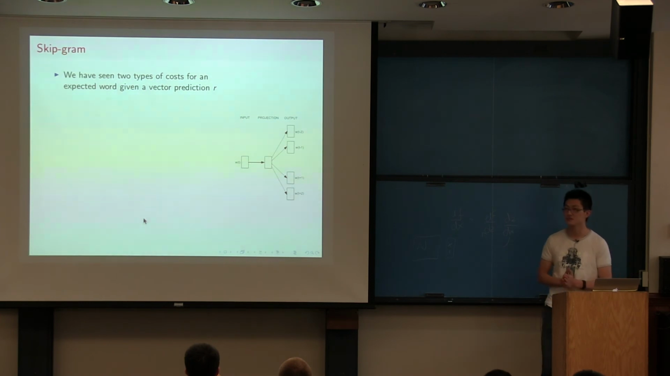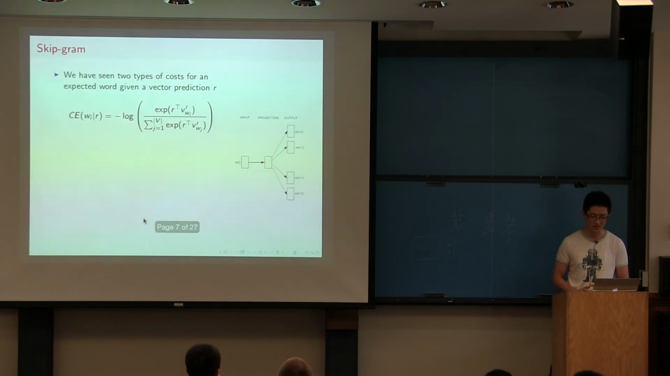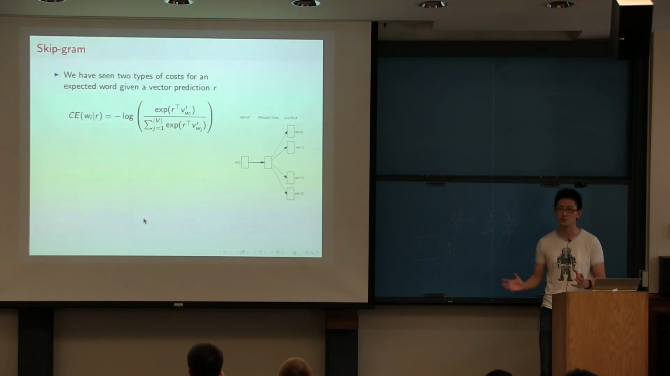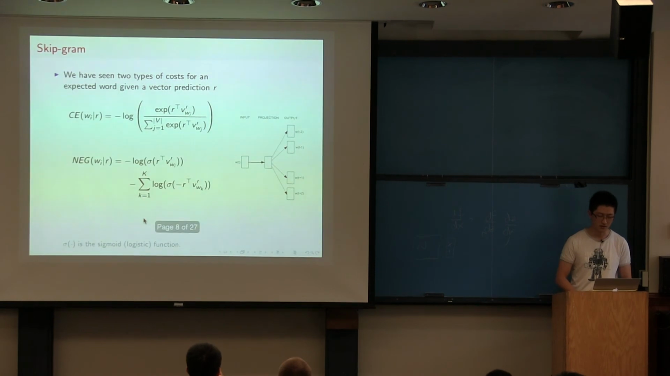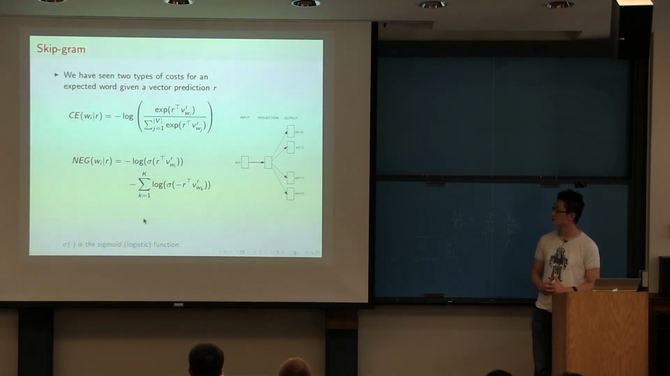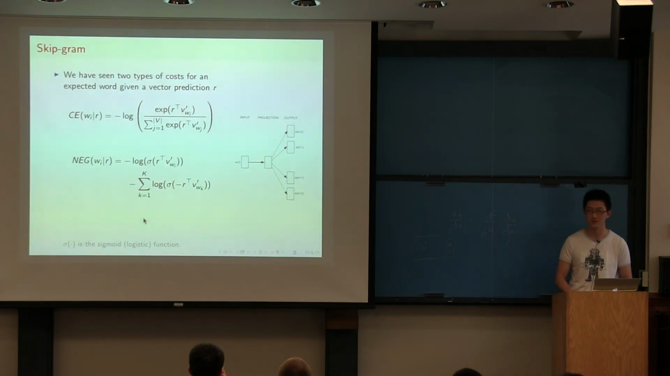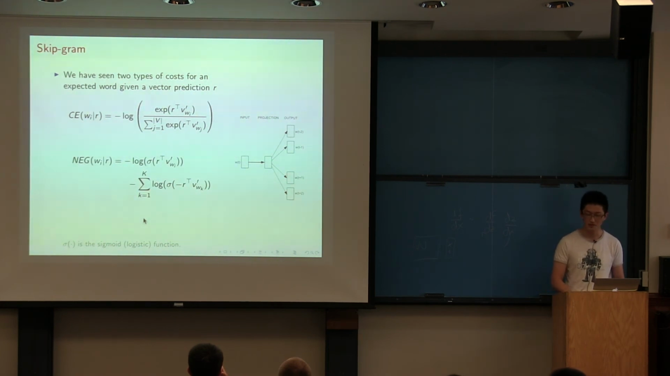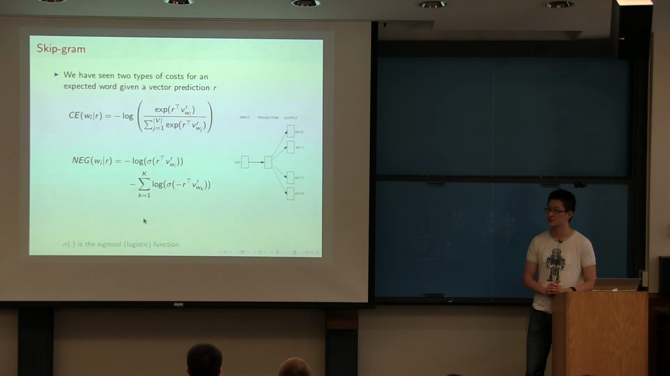In assignment 1, we've seen two kinds of costs given these vectors. One is the cross entropy cost, where you form a huge softmax from the input and output word vectors and do a cross entropy on that. The other is negative sampling, where you do something a lot simpler. As you've seen in problem set 1, this requires a lot less multiplication and can be computed much more efficiently.